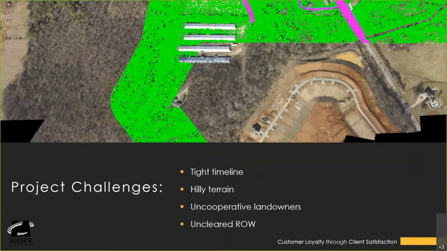So real quick, we recently did a project for a client who came to us with a 29-mile proposed corridor that was partially opened, partially they had the easement set up, but the right-of-way hadn't been cleared yet. It was a very time-sensitive project due to some of the funding that was tied to it.